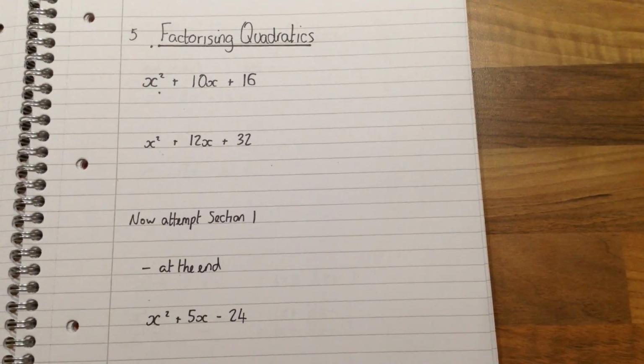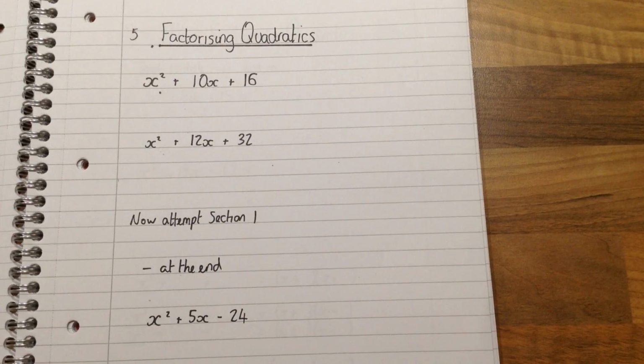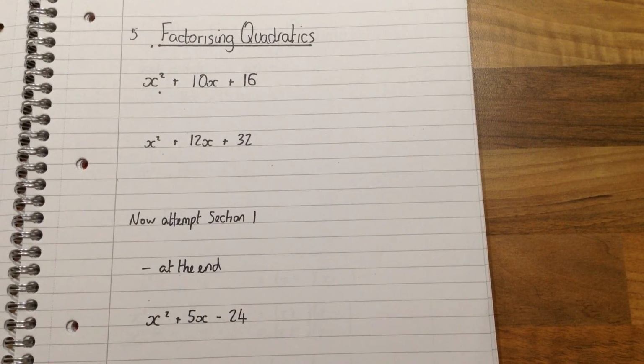This lesson you're looking at factorising quadratics. You put the title, grade and date. Make sure you've underlined the title with a ruler as well.